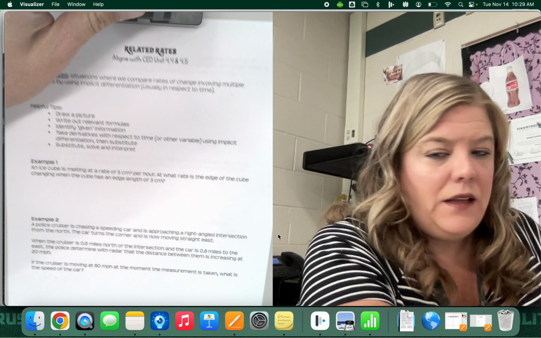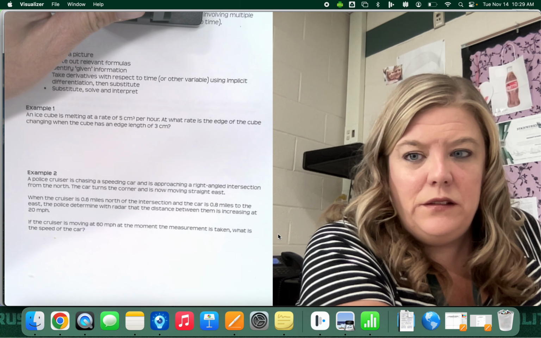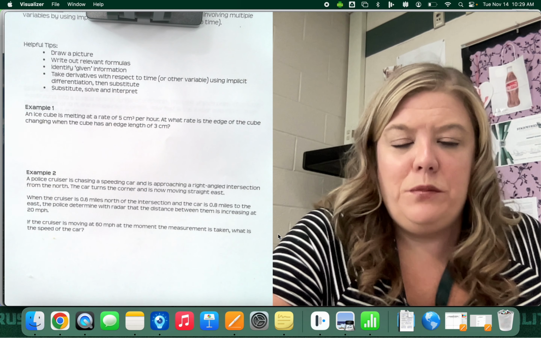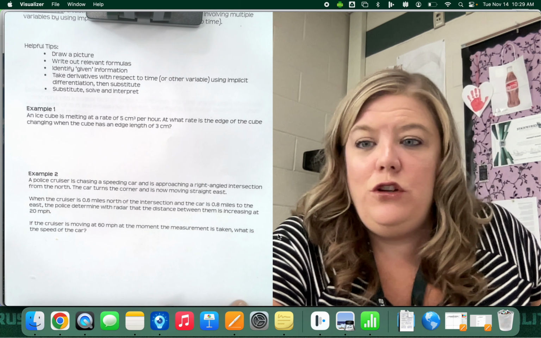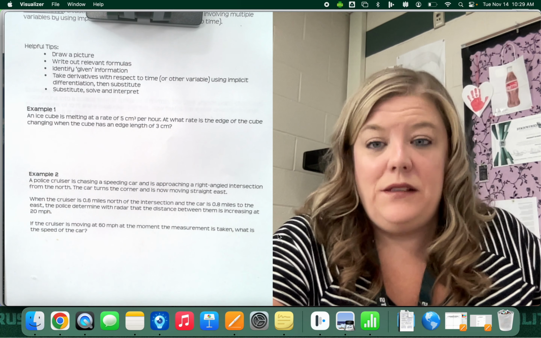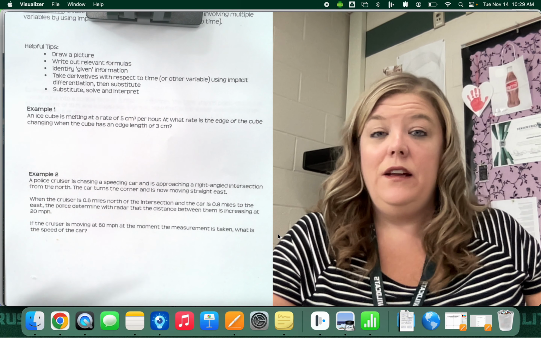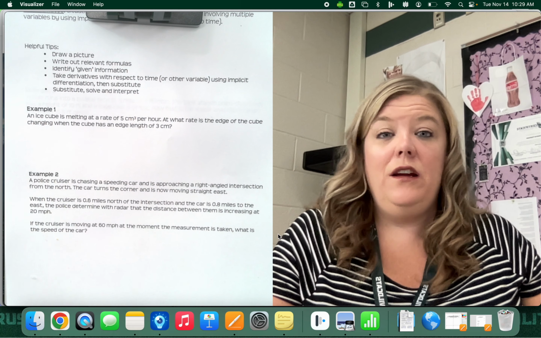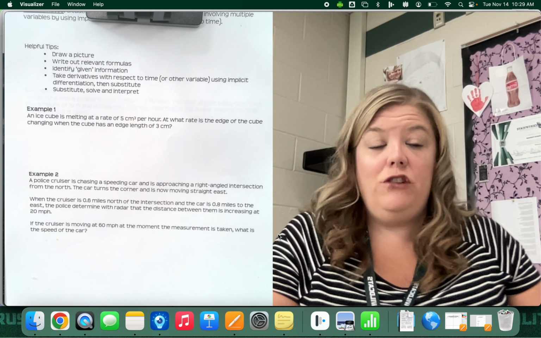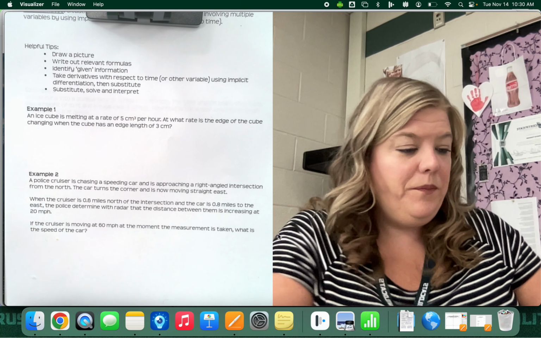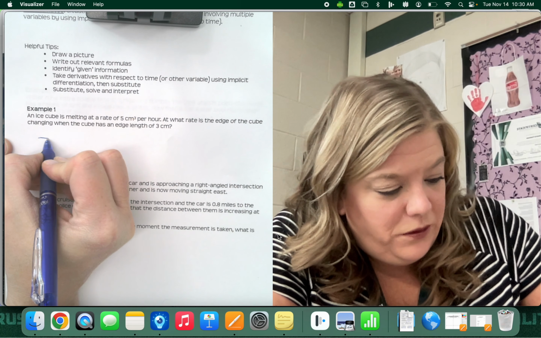Taking a look at example one, an ice cube is melting at a rate of 5 cubic centimeters per hour. At what rate is the edge of the cube changing when the cube has an edge length of 3 centimeters? These are the types of questions we're going to be answering. Here's a situation, here's a rate of change. How does that mean some other value is being affected? Okay. I do recommend always starting with a picture.